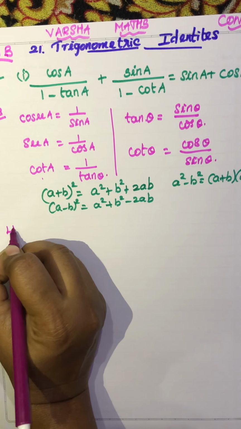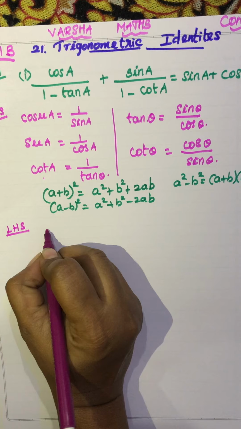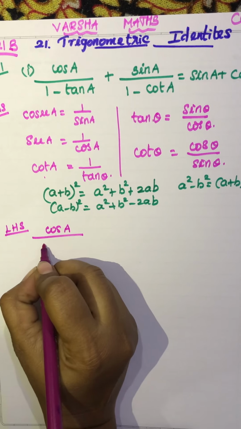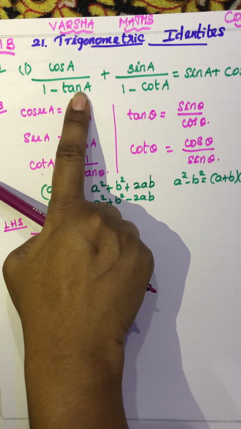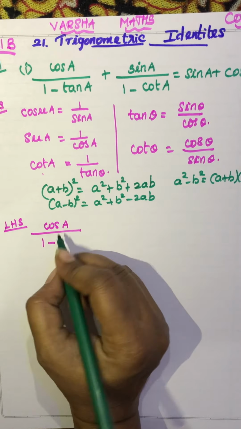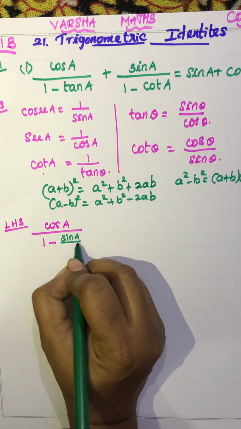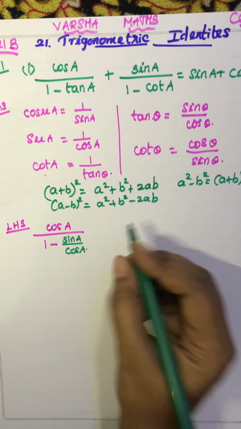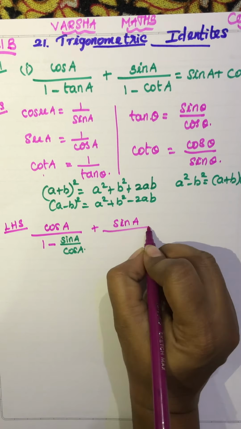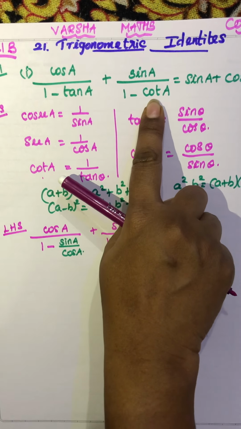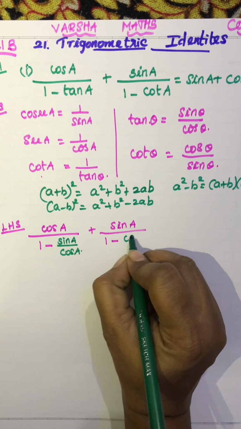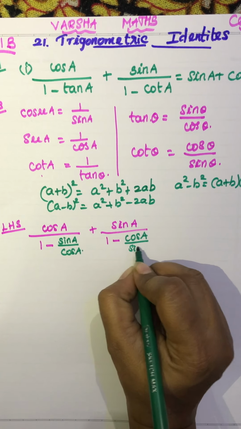So take the LHS. So see, that is cos A in the numerator. Okay, so in the denominator, 1 minus tan A. For tan A we can write sin by cos, so sin A by cos A. Okay, plus sin A by 1 minus, see, this is cot A. So we can write cot theta is equal to cos A by sin A.